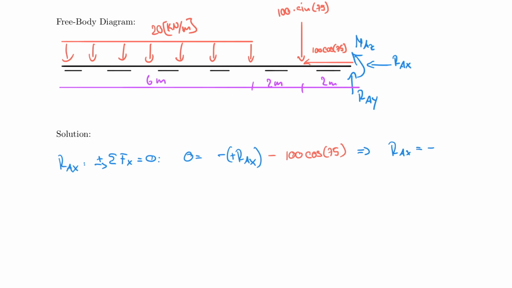And what I will find is that this equates to RAX being equal to minus 25.88 kilonewton. And that is not the result, right? Because that means that I made a misassumption here. I said negative. So therefore, it is positive to the right, which makes perfect sense if you think about it. The 100 cosine 75 pulls to the left. And to balance that, I need to use RAX, which then has to pull to the right. Otherwise, it cannot be in balance.